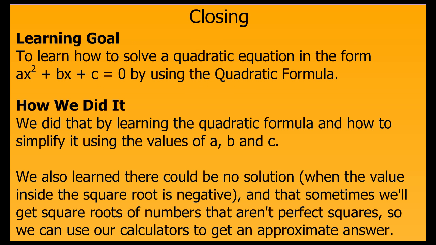In closing, let's review our learning goal. We wanted to learn how to solve a quadratic equation in the form ax squared plus bx plus c equals 0 by using the quadratic formula. We did this by learning the quadratic formula and how to simplify it using the values of a, b, and c. We also learned that there could be no solution when the value inside the square root was negative, and that sometimes we'll get square roots of numbers that aren't perfect squares, so we can use our calculators to get an approximate answer.